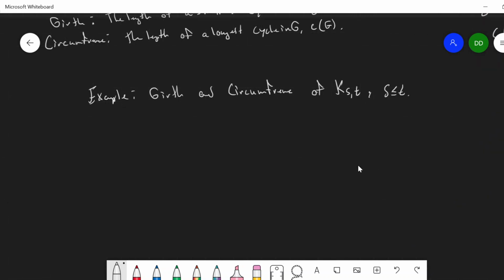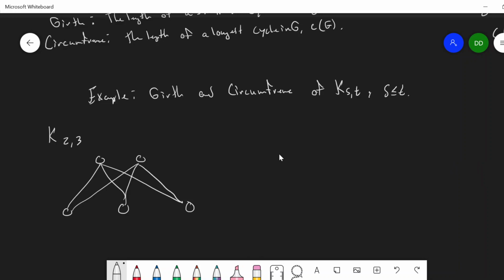So what about, let's take a look at girth and circumference for the complete bipartite graphs. Let's just take a look at, how about K2,3, for instance. And we'll assume S is less than or equal to T for this notation. So K2,3, remember, looks like this. This is my complete bipartite graph, with bipartite sets of size 2 and 3.